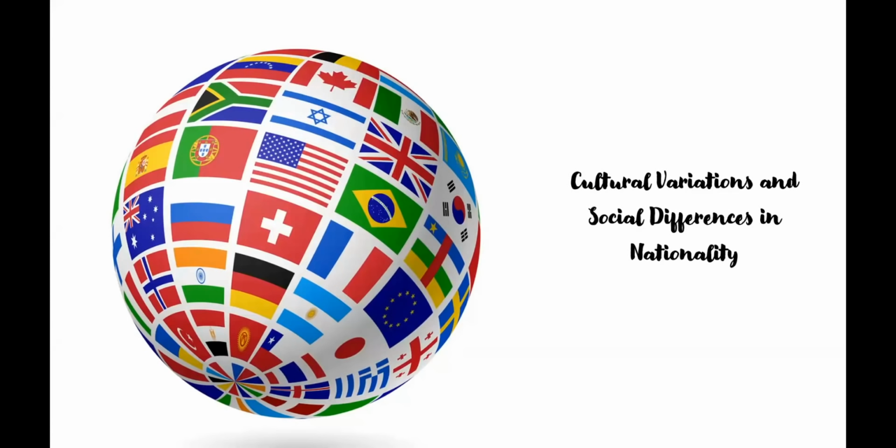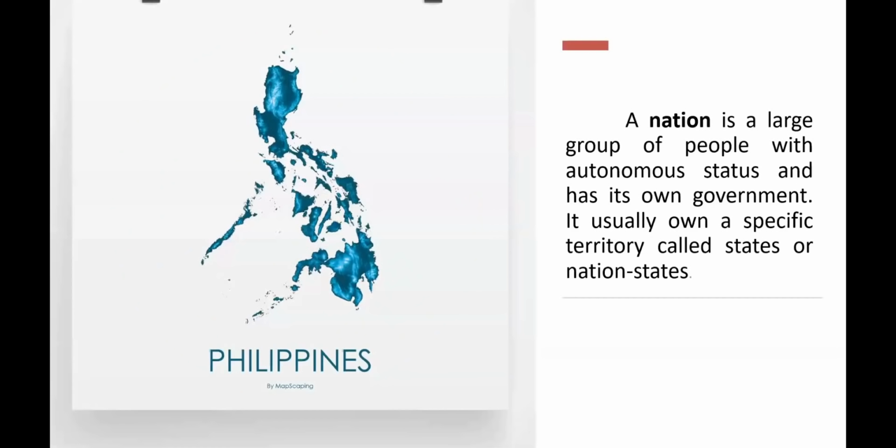So, this time we're going to talk about the cultural variation and the social differences in nationality. Now, a nation is a large group of people with autonomous status and has its own government. It usually owns a specific territory called a state or nation. For example, the Philippines can be considered a nation because we have people with autonomous status and we have our own government which rules and guides us in terms of daily living.